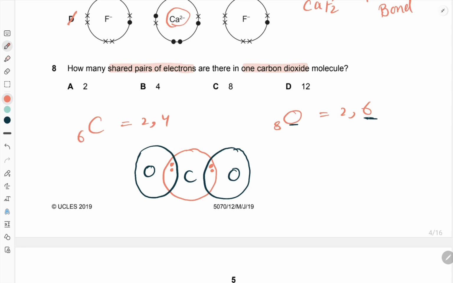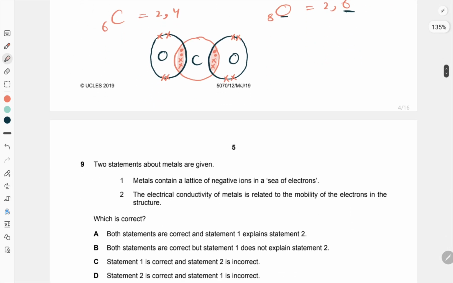Similarly, oxygen has 6. It needs 2. So the number of electrons needed is equal to the number of electrons shared. I hope you get the idea. So it will share 2 and will not share the remaining 4 electrons. Same goes with this oxygen. So now you can see the number of shared pairs of electrons: 2 pairs on this side, 2 pairs on this side. So in total there are 4 pairs, which means B is the correct answer.